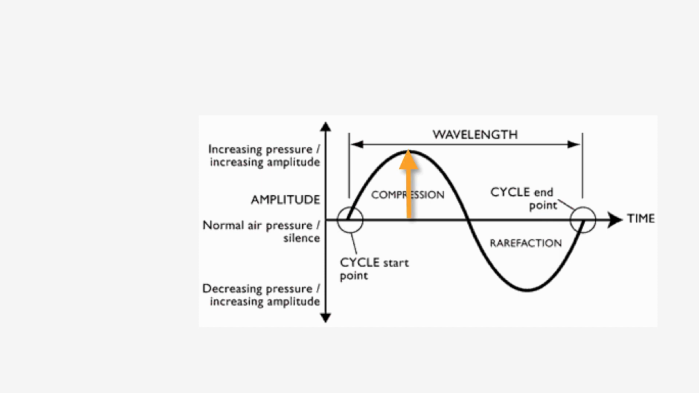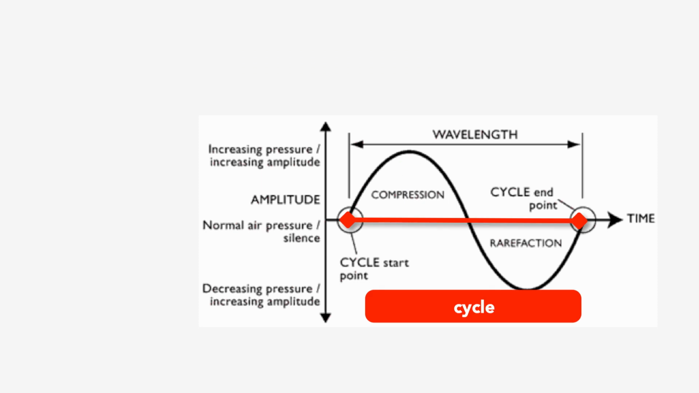The maximum displacement from the original position is called amplitude. And the air particle has completed a cycle on this graph, and the time for the air particle to complete a cycle is called period.